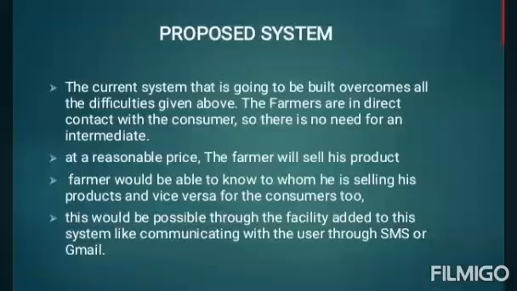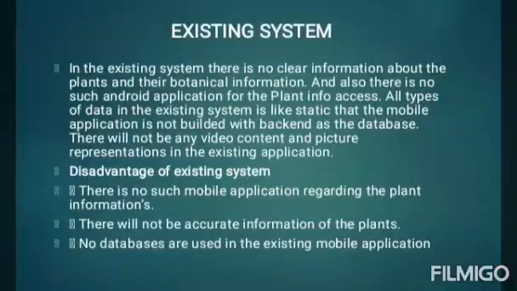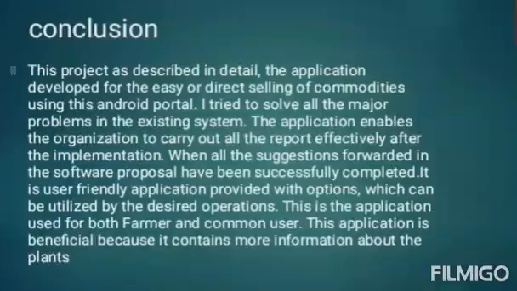Proposed system. The system that is going to be built overcomes all the difficulties given above. The farmers are in direct contact with their consumers, so there is no need for any intermediary. The farmers will sell their product at a reasonable price. The farmer would be able to know to whom he is selling his product, and vice versa for the consumer too. Advantage of the proposed system: it is easy to access plant information. We will provide all types of description, like image, text and video.